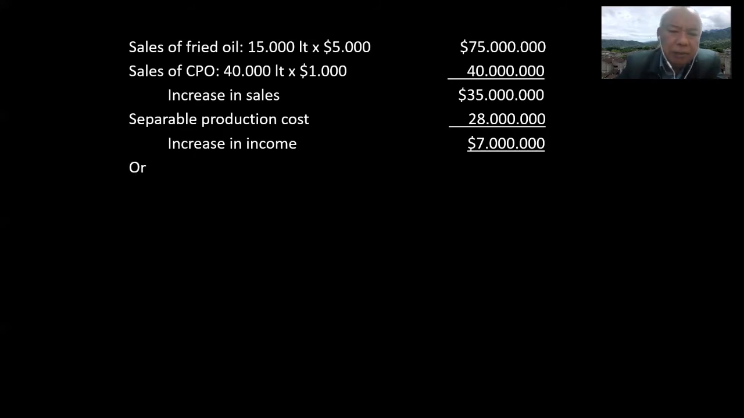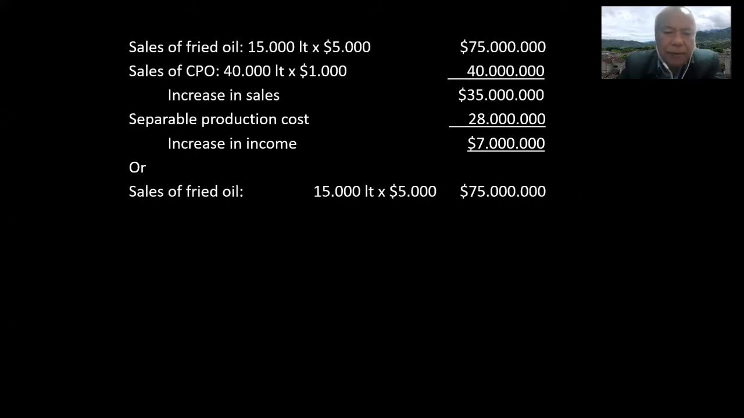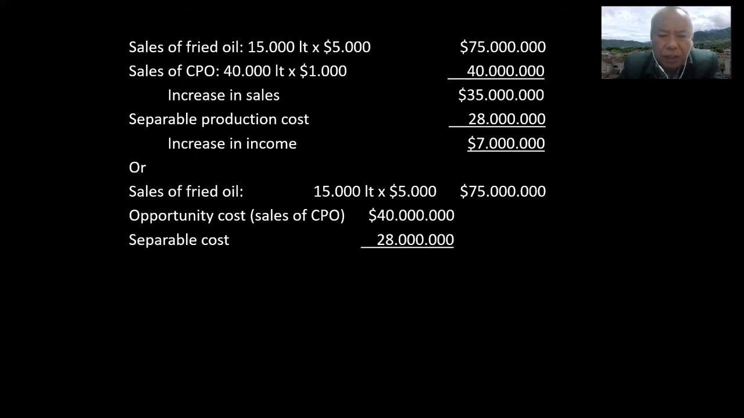So we can also make the analysis a different way. For example, in this case, sales of fried oil 75 million, and then opportunity costs. The revenue from CPO, the CPO sales 40 million, and then separable costs 28 million. So this sales of CPO we consider as opportunity costs, and then we add the separable costs to produce into fried oil.